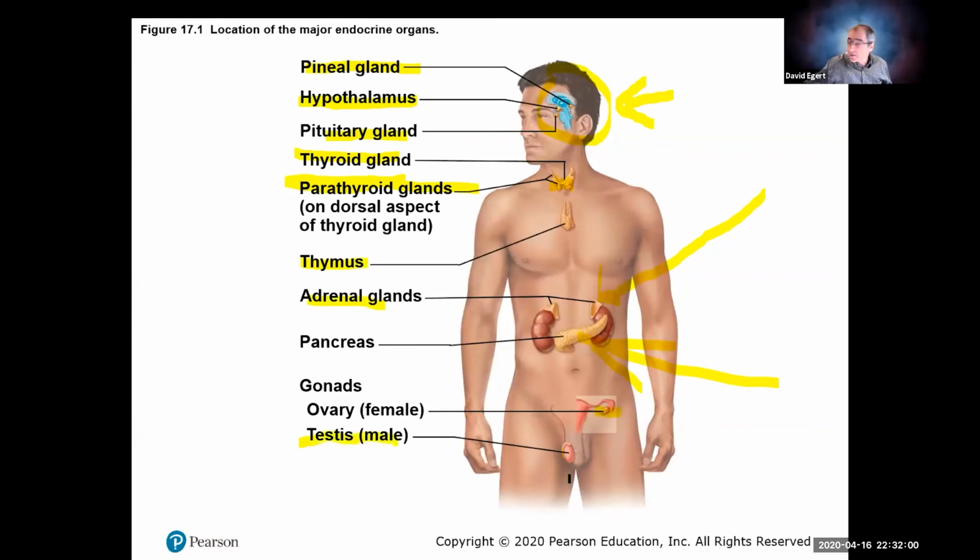Testes and ovaries. You should definitely be able to... there was a picture here. You should know that the adrenal glands are sitting on top of the kidneys. You should know that the pancreas is behind the stomach and that it's retroperitoneal, behind the peritoneum.